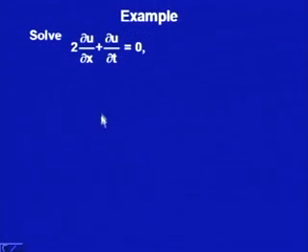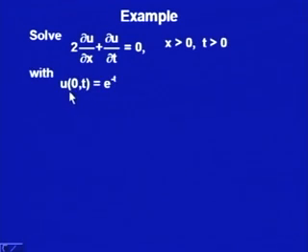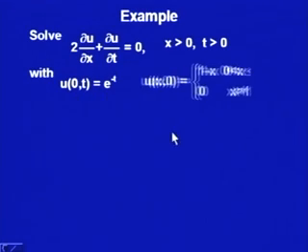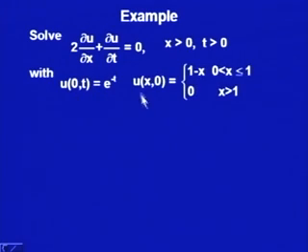Now, let us do one example. Solve this partial differential equation, 2 times del u over del x plus del u over del t equal to 0, for x positive and t positive, with boundary condition u of 0, t as e to the power minus t, and initial condition u of x, 0 as 1 minus x in the region 0 to 1 and 0 for x greater than 1.